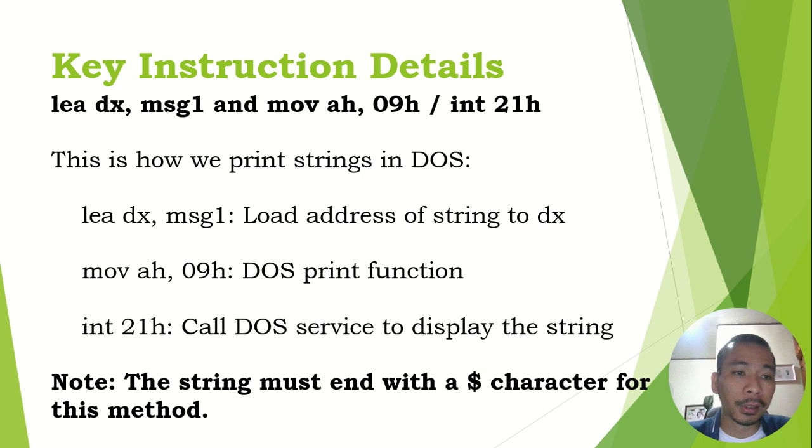And then LEA DX, message1, and MOV AH, 09H, INT 21H. This is how we print in DOS, this operating system, no? So LEA DX, message1 loads the address of the string into DX, MOV AH, 09H is the DOS print function, and INT 21H calls the DOS service to display the string. So note, if you revisit the code, we have a dollar sign character to print. The string must end with a dollar sign character for this method.